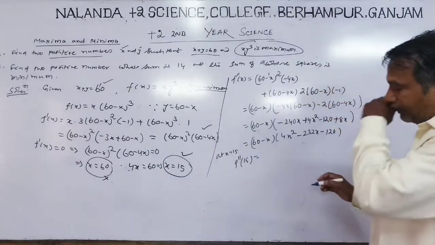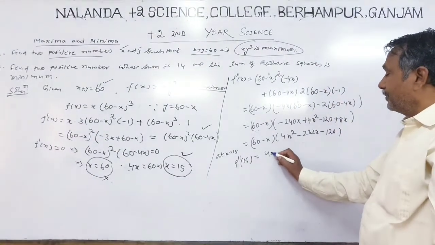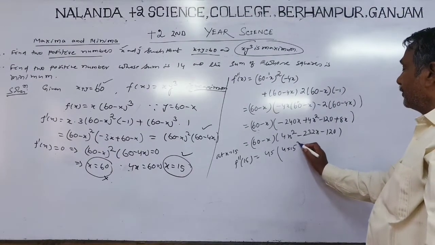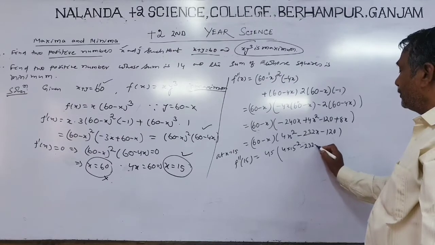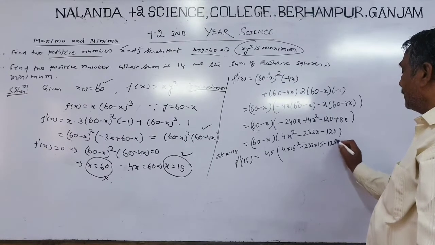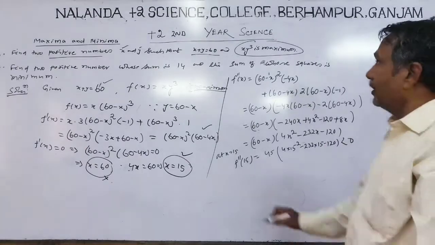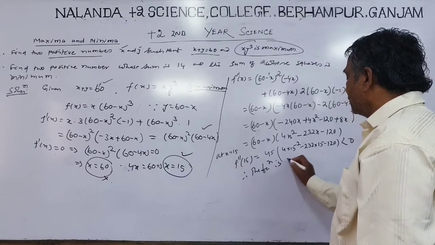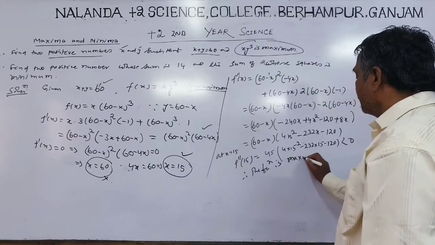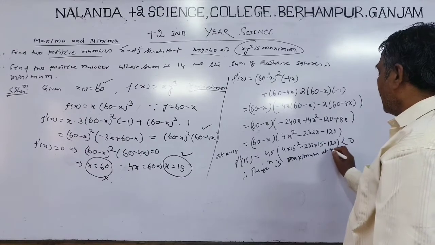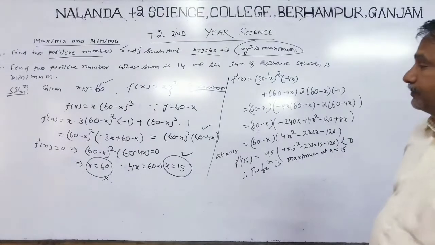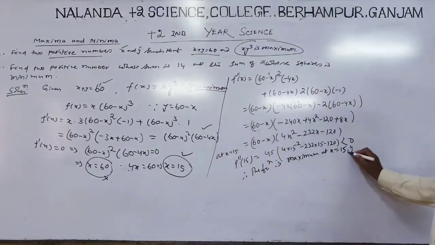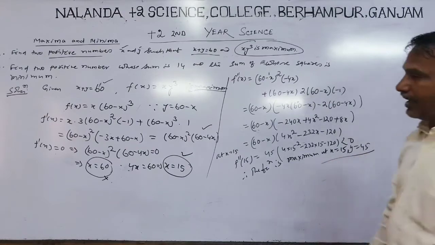Now at x equal to 15, what is f double dash of 15? 60 minus 15 is 45. 4 into 15 square, minus 232 into 15, minus 120 is less than 0. Okay. Therefore, the function is maximum at x equal to 15. When x equal to 15, what is the y? y equal to 45. This is x and y.